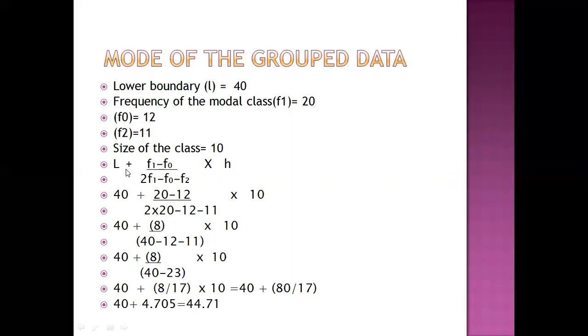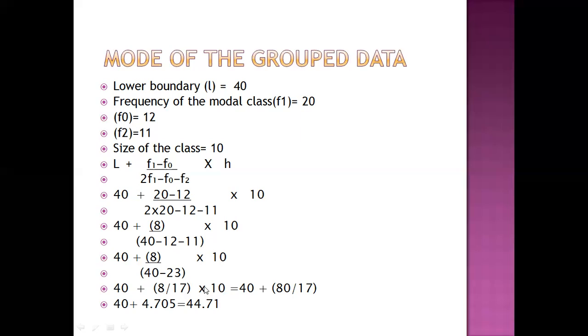So the formula is L plus F1 minus F0 by 2F1 minus F0 minus F2 into H. That is 40 plus 20 minus 12 by 2 into 20 minus 12 minus 11 into 10. That is equal to 40 plus 8 by 2 twenties are 40 minus 12 minus 11 into 10. 40 plus 8 by 40 minus, two negatives you add first, 12 plus 11, that is minus 23, into 10. 40 plus 8 by 40 minus 23 is 17. So 8 by 17 into 10.